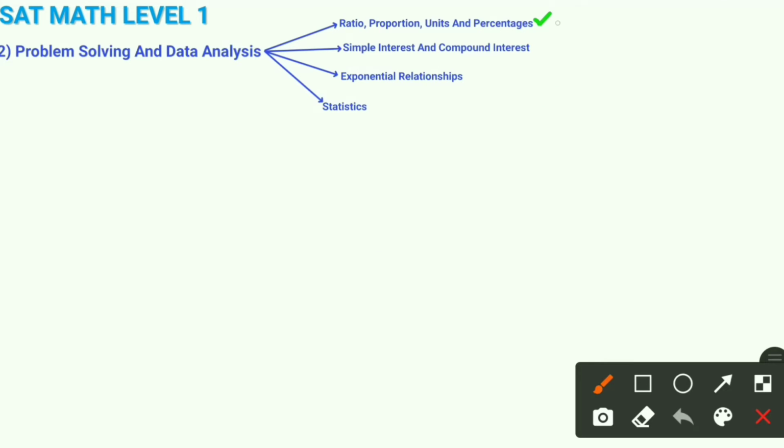Ratio, proportion, unit, and percentage has been done. It has been completed. Now we will move on to topic 2, simple interest and compound interest.